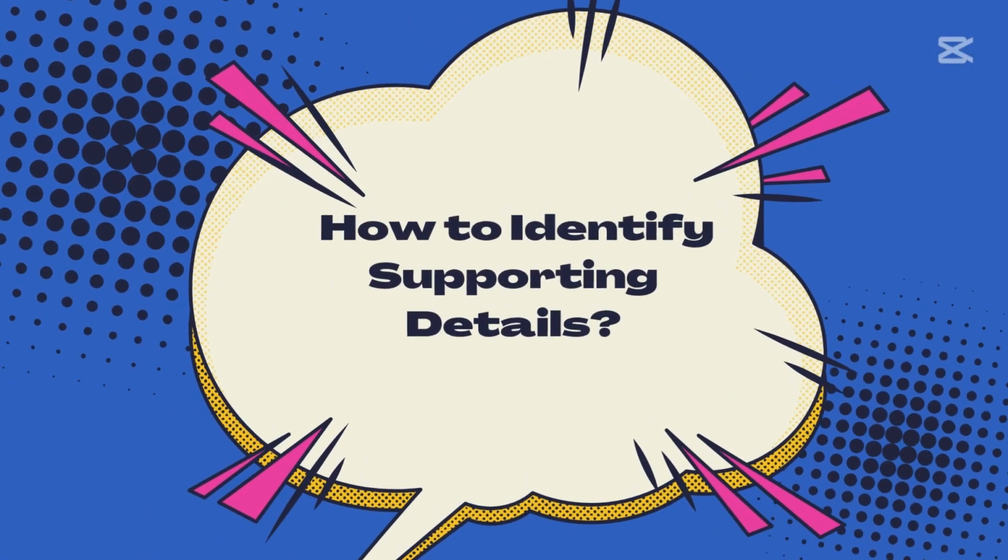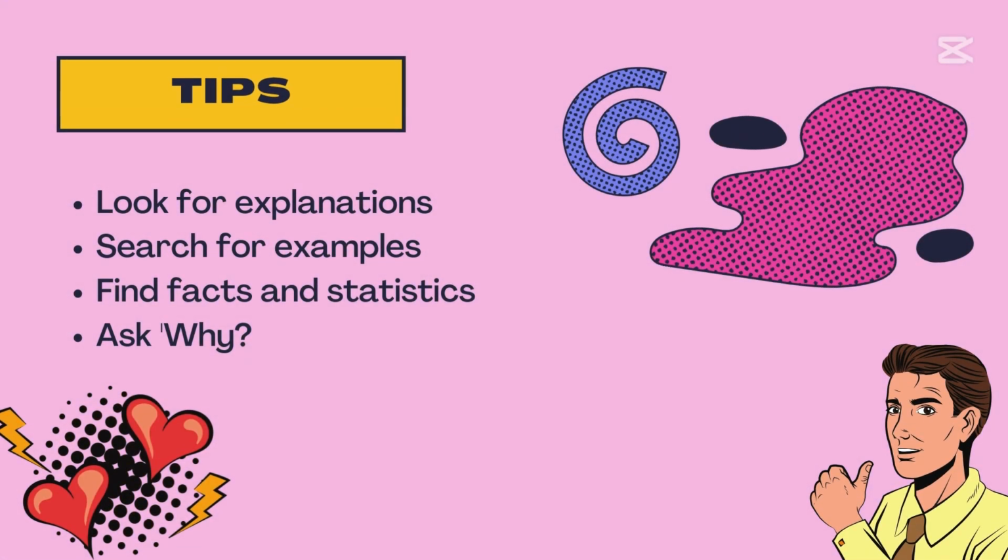Now we move to how to identify supporting details. Here are some tips. Now that we know what supporting details are, let's talk about how to identify them when you're reading. Here are some tips to help you spot supporting details in a passage. The first one, look for explanation. Supporting details often come in the form of sentences that explain or define the main idea. And the second, search for example. When the text gives a specific example, that's usually a supporting detail.